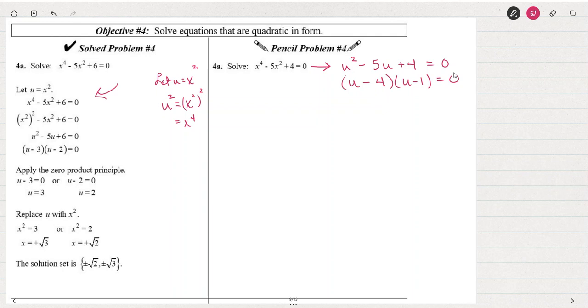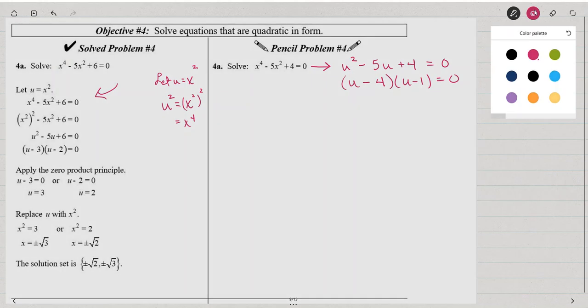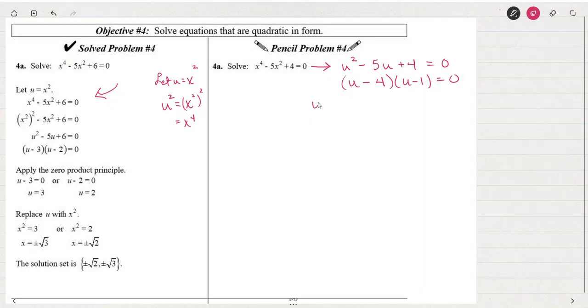If I FOIL that, I can check that I get u squared minus 4u minus 1 more u is minus 5u plus negative 4 times negative 1 is positive 4. And then the last step is I've got to set each factor to 0 and solve for u. So it looks like the solution is 1 and 4.